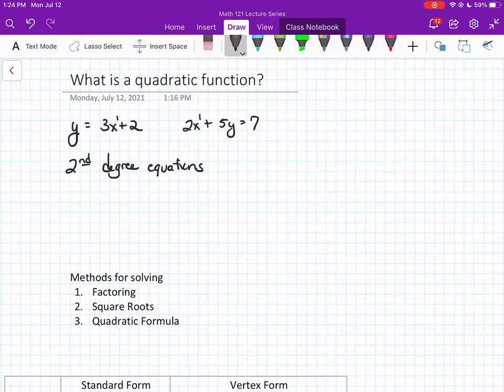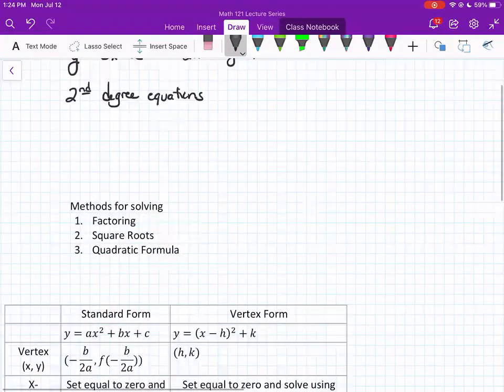We've already learned how to solve these types of equations. We can solve them by factoring using that greatest common factor or the AC method. I do recommend you go back and review that video if you're having trouble with that. We also learned how to solve using square roots, and we also learned how to solve using the quadratic formula. We will apply all those methods throughout this module for solving these quadratics.